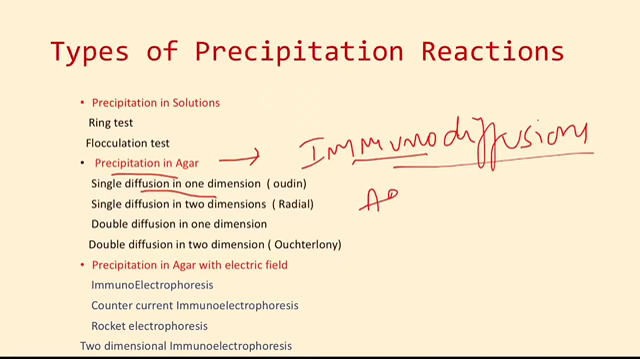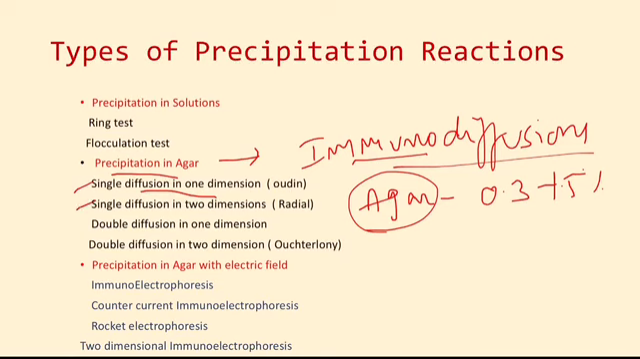Here the agar is generally used at a concentration of 0.3 to 1.5%. Agarose is preferred over agar because agarose does not have any charge, whereas agar has a negative charge. So, there won't be any reaction of the components with the gel. These are again classified based on the number of reactants that are diffusing and the direction in which they are diffusing. Based on the direction and number of reactants, they are classified into 4 types.